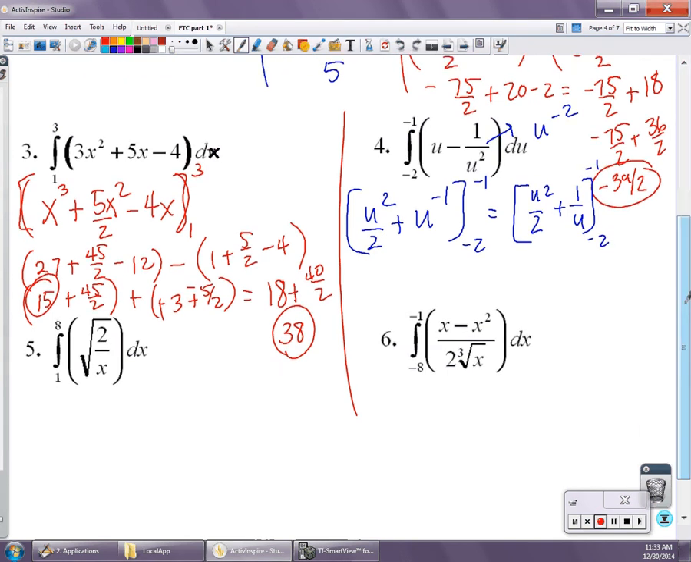So upper bound, that would be negative 1 squared. That's 1 half minus 1. I'm substituting negative 1. Subtract the lower bound. That'd be 4 over 2 is 2 minus 1 half. 1 half plus 1 half is 2 halves, which is 1. And negative 1 minus 2 is negative 3. 1 minus 3 is negative 2.